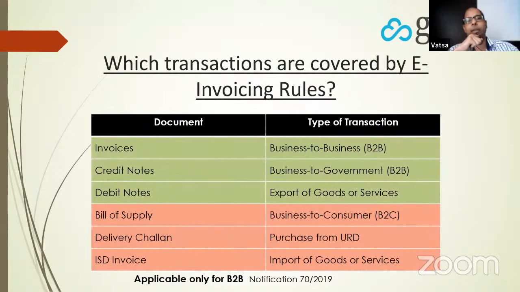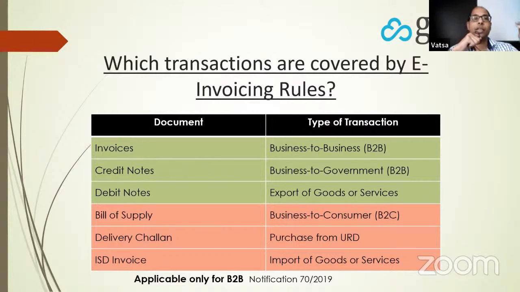So let's quickly go over which transactions are covered under e-invoicing. In this slide, the transactions that are covered under e-invoicing are shown in green color, and the transactions that are not covered are shown in red color. Let's talk about the type of documents. Invoices: if you have a tax invoice, you need to generate an e-invoice. If you are issuing a credit note, you have to generate an e-invoice for the same. When we say e-invoice, you can think of it as e-document. E-invoice refers to e-invoice, e-credit note and e-debit note. The common term for all of that is e-invoice.